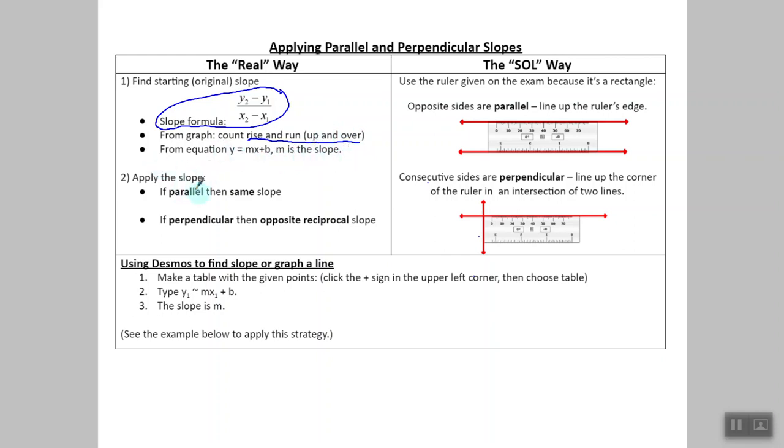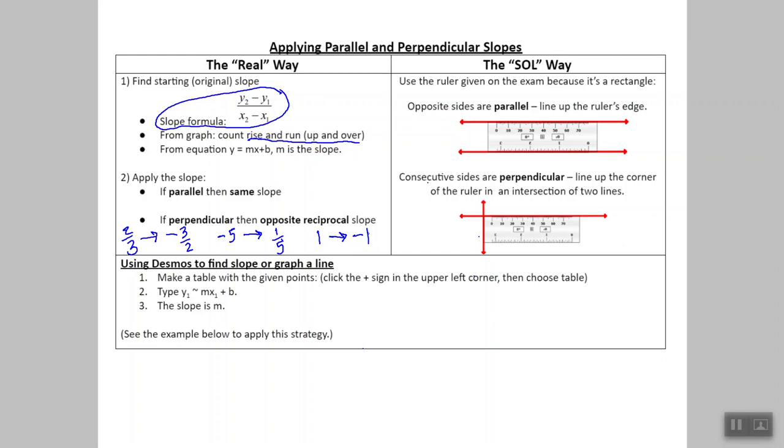Then we apply the slope, because parallel means the same slope, and perpendicular means the opposite reciprocal slope. What does opposite reciprocal mean? Well, if one slope is 2/3, the other line has a slope that's upside down and the opposite sign. That's the reciprocal. That part's the opposite, opposite reciprocal. If one slope is -5, the other slope is, since there's an invisible divided by 1, positive 1/5. If one slope is positive 1, 1 over 1 is still 1 over 1, so -1 is the opposite reciprocal.